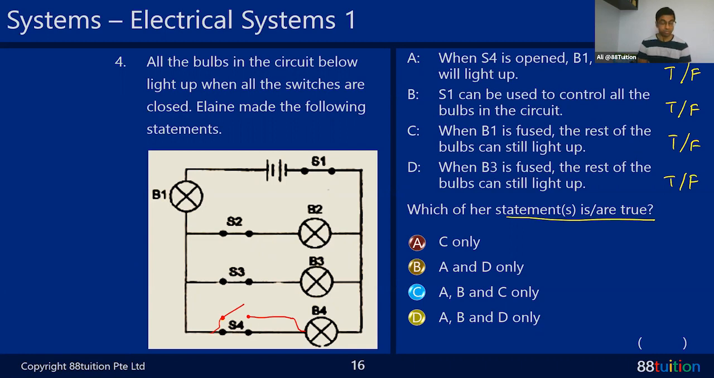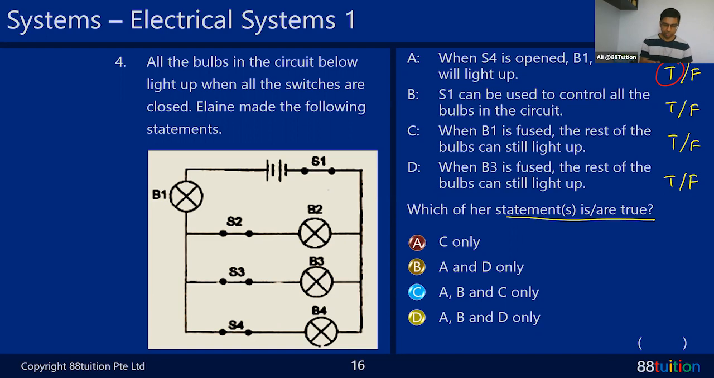Looks like yes, right? So it's true. Am I right? Because B4 will not light up because something happened. You can see from the diagram straight away now. So you should adopt this drawing method and then later you can erase, which means you must use a pencil. Then S1 can be used to control all the bulbs in the circuit.